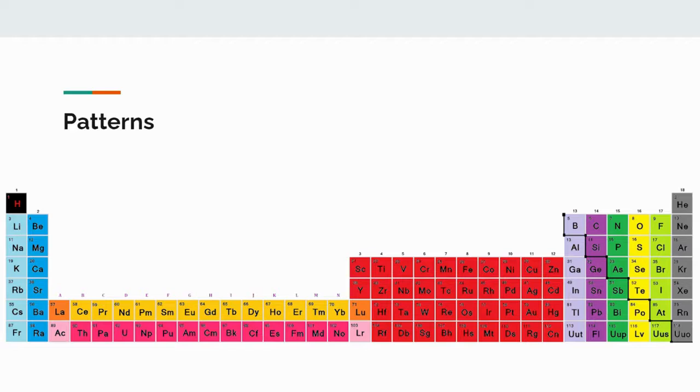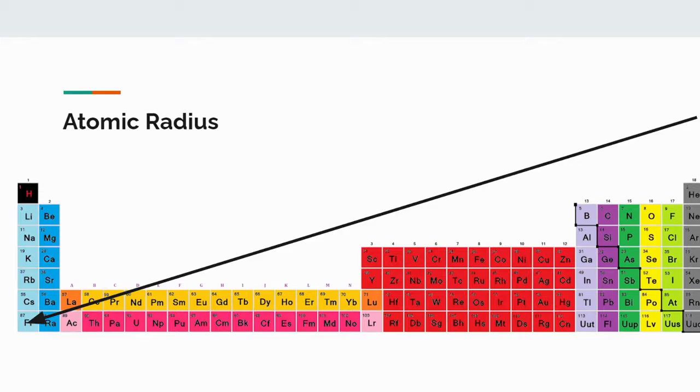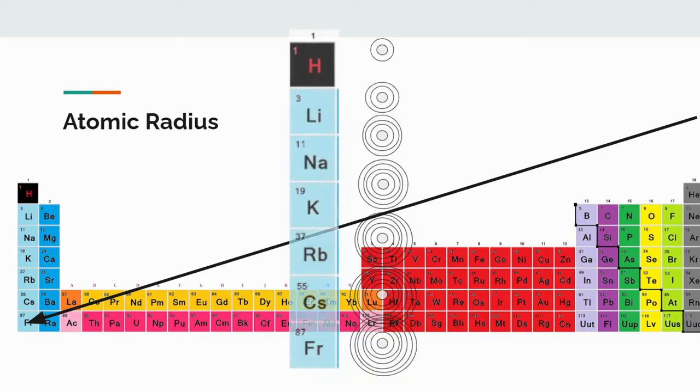Now that we know about groups and periods, let's talk about patterns. First, let's talk about the atomic radius. As you go from the left to the right, the atomic radius decreases. And as you go from top to bottom, the atomic radius increases. Like this.